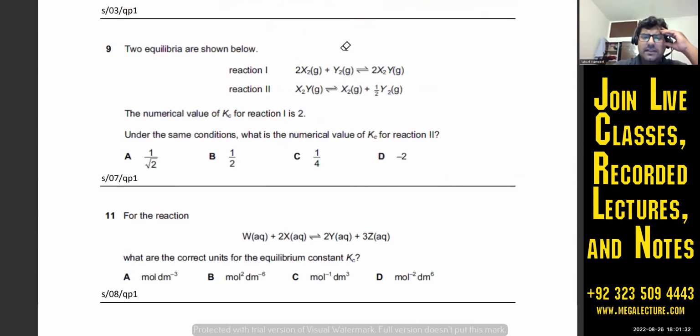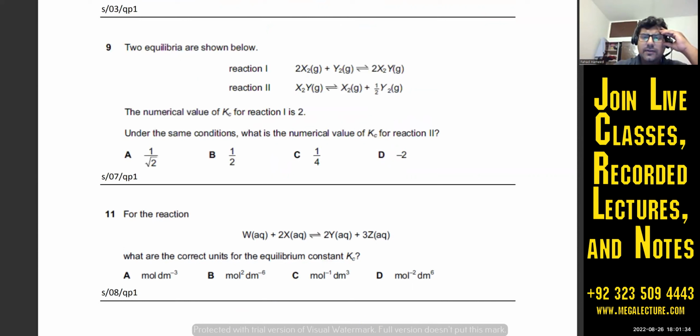If you look carefully, these two are kind of exactly the same reaction, because in both it's the same thing. It's X2Y in equilibrium with Y2 and X2. They're just balanced differently, and they're written the other way around. Otherwise, the equilibrium is exactly the same. So which is why you're going to have a different expression for Kc for this one.